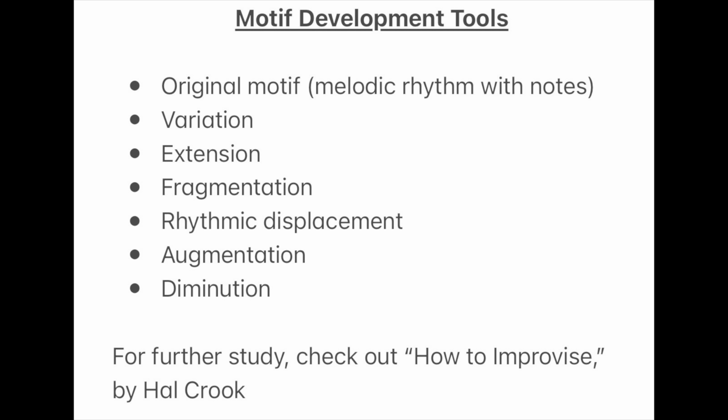Augmentation, making the time values longer, and diminution, making the time values shorter. For an in-depth explanation of these ideas, check out Hal Crook's book, How to Improvise.